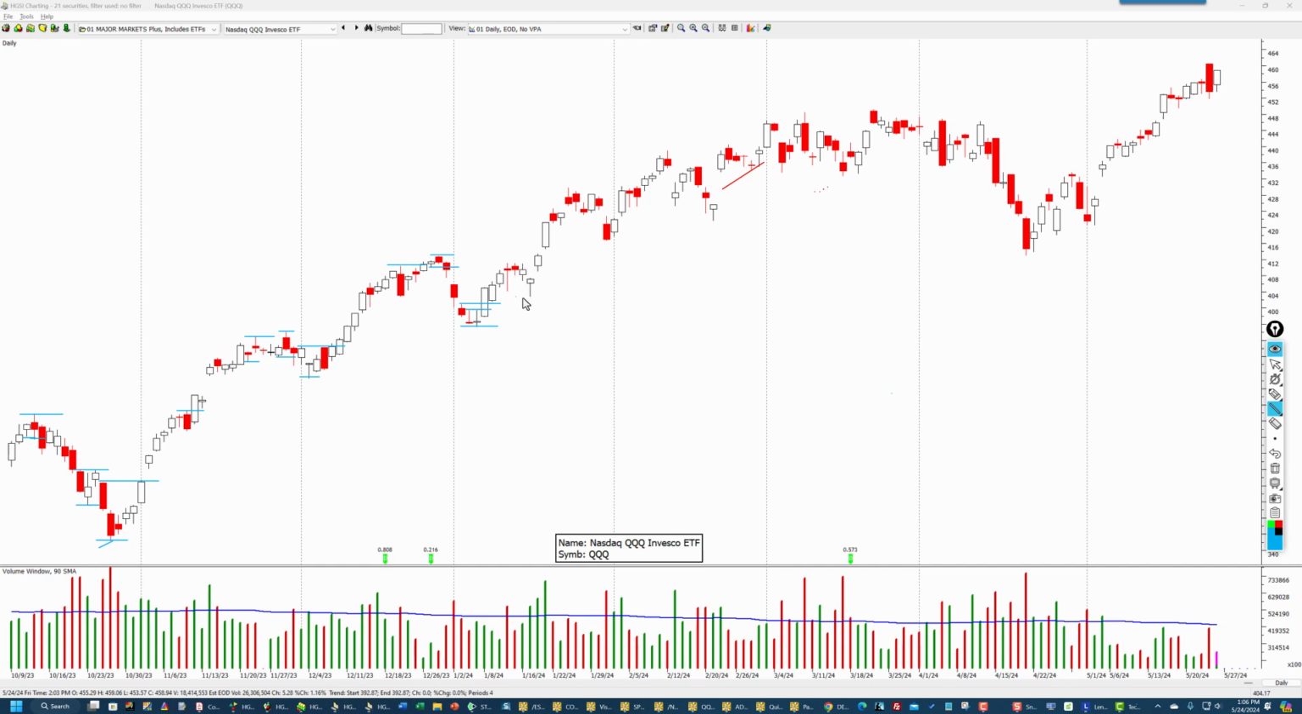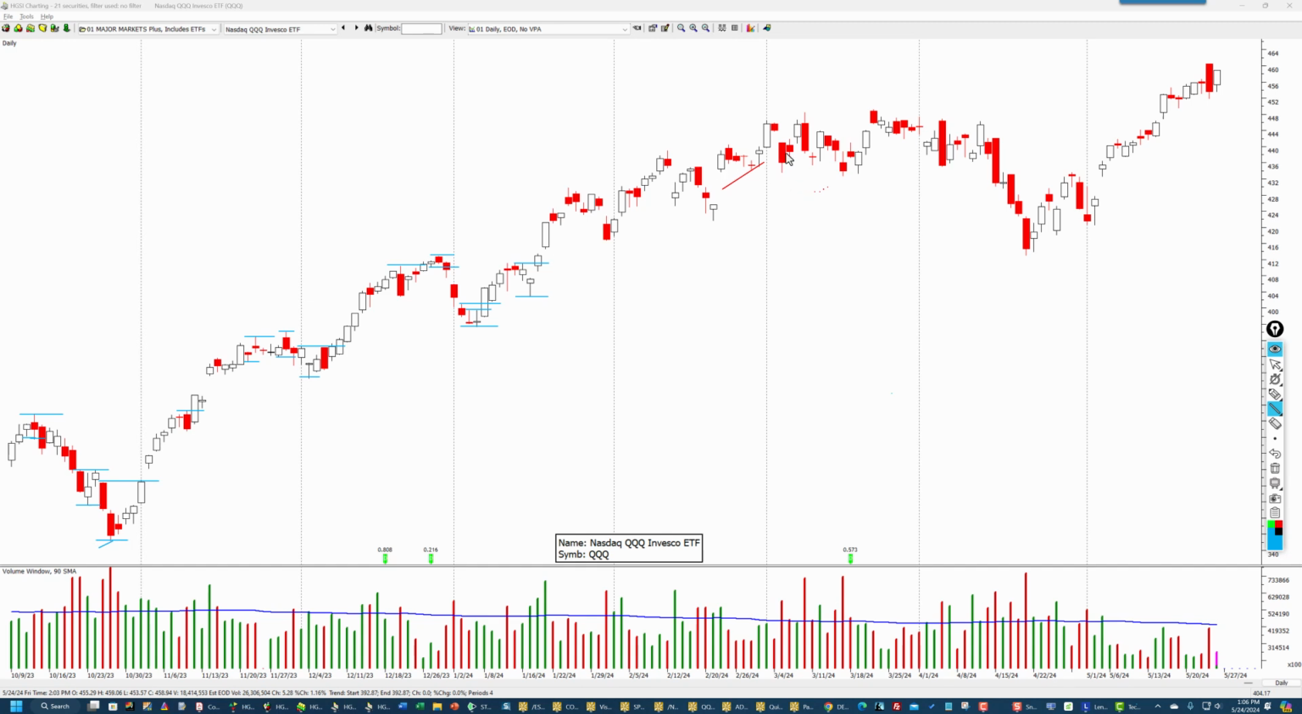Here we have a pullback. Here's another pivot, and that one was confirmed here, and you just go on. Yes, it does get somewhat subjective, but it really helps just to focus in on these, and you'll get a much better view of the market.